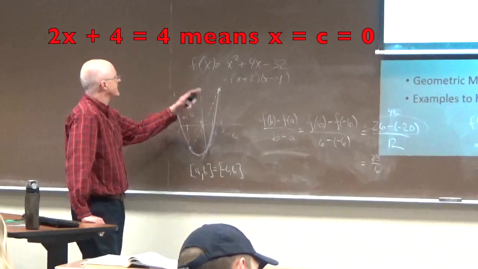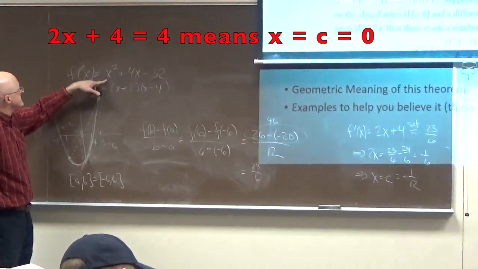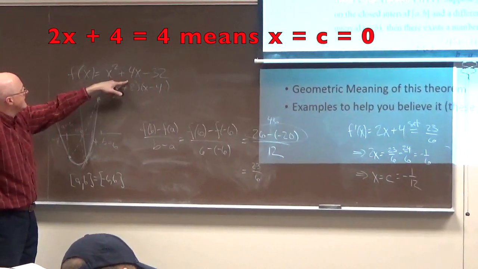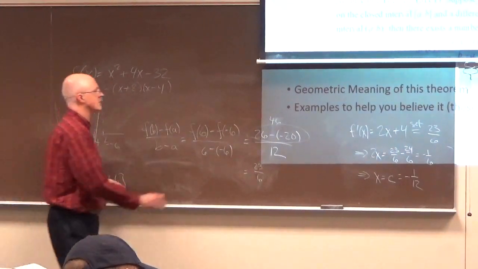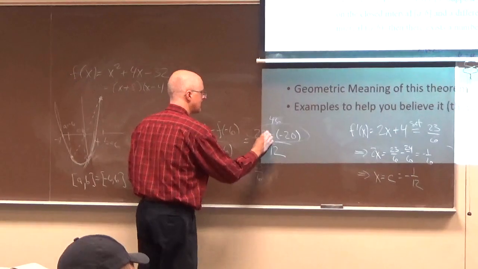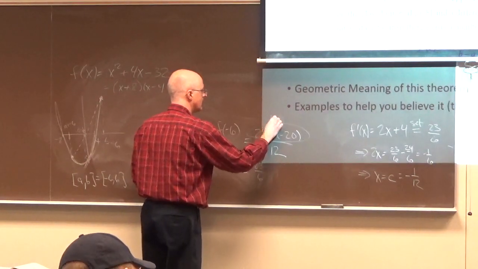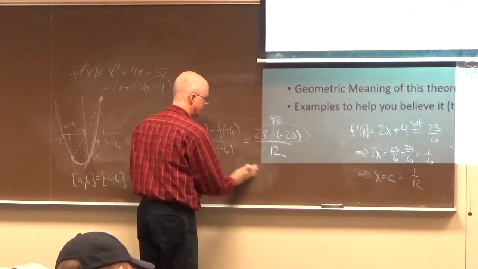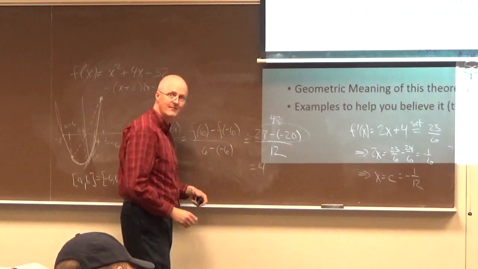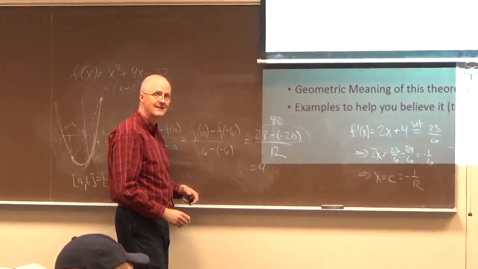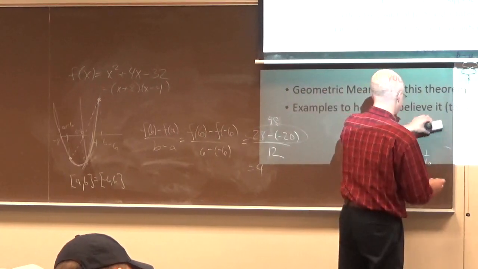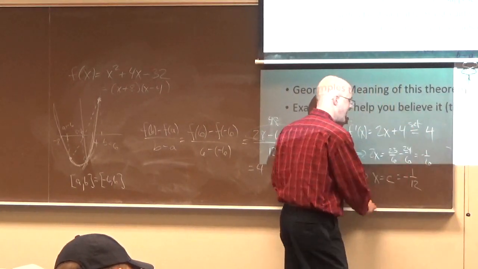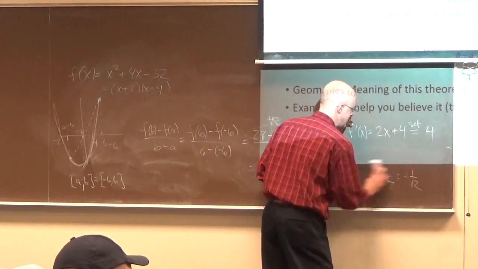Let me just double check things. f of 6 is 36 plus 24 is 60 minus 32. Oh, I did make a mistake. I said 28. So I get 48 over 12, which is 4, actually. Sorry. Hey! c is simpler.